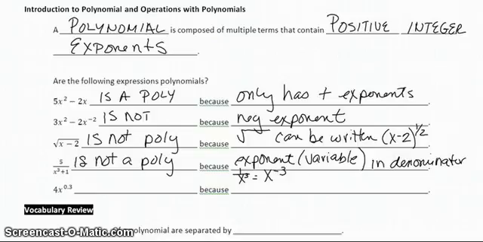How about 4x to the 0.3? Obviously not. Not a poly because it has a decimal exponent. Now I'd like to go over some vocabulary review with you, but just remembering that a polynomial only has positive whole number exponents.